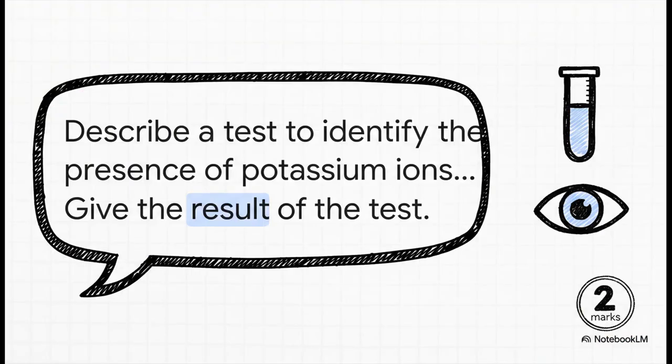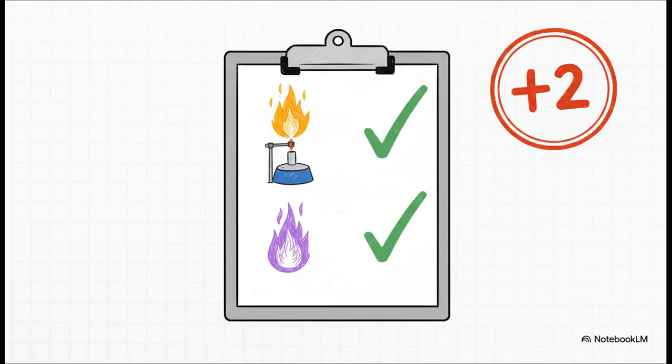All right, so the exam asks for two things, plain and simple. Tell them the test for potassium ions, and then tell them the result. It's a classic two-marker. So what does that perfect two-mark answer actually look like? And there it is. Seriously, look at that. This is straight from the mark scheme.